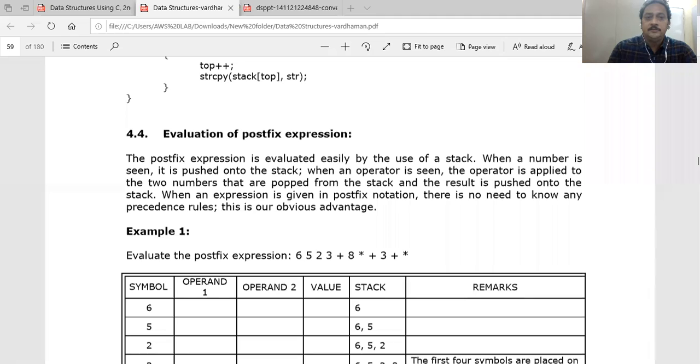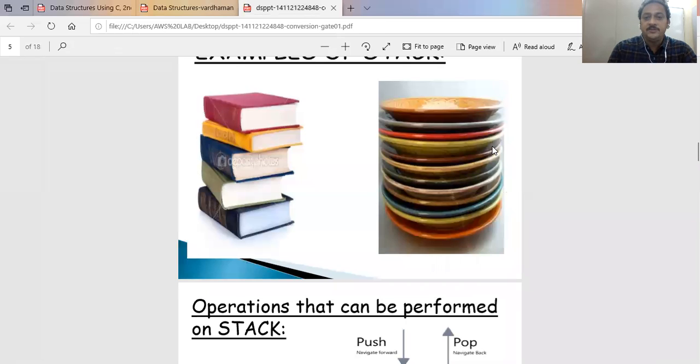Let me share this. So is the PPT visible to everyone? The screen. Yes, sir.